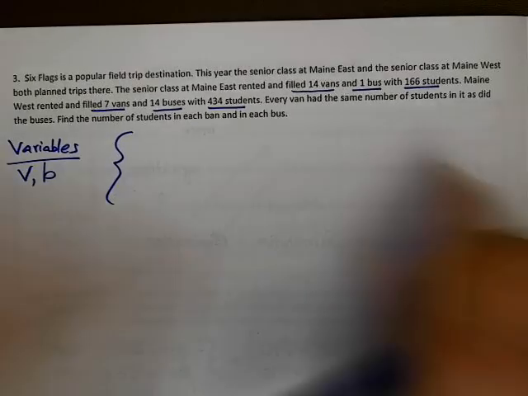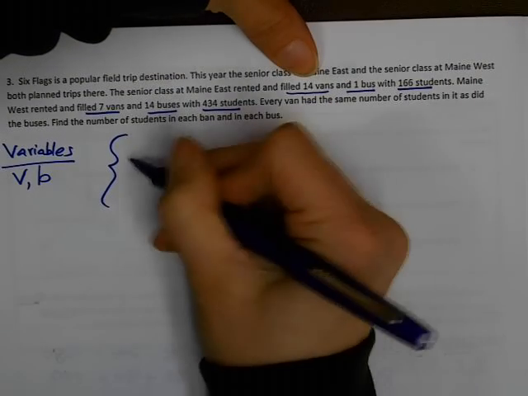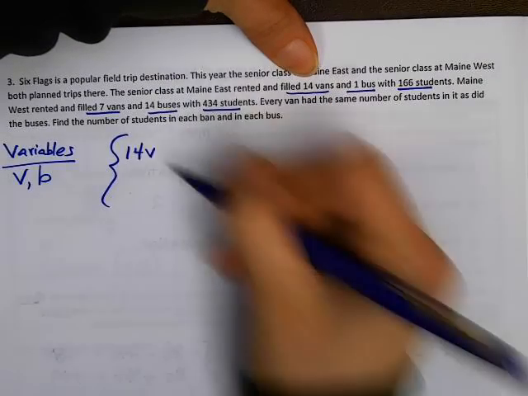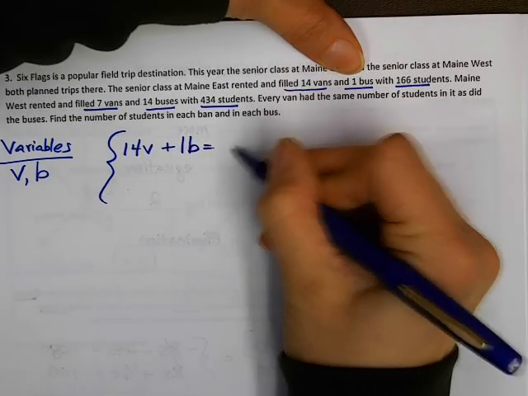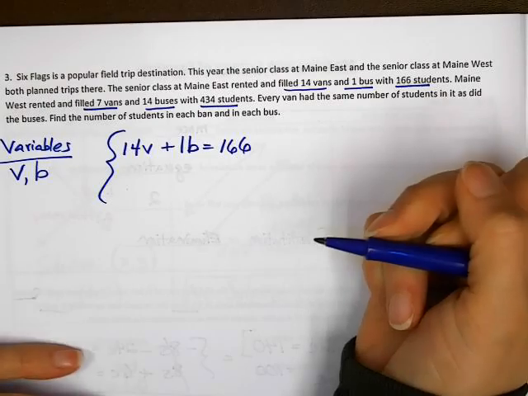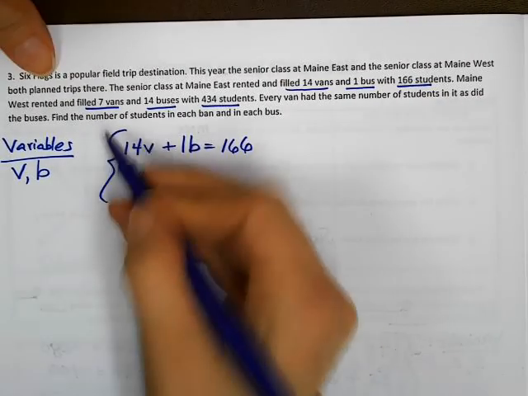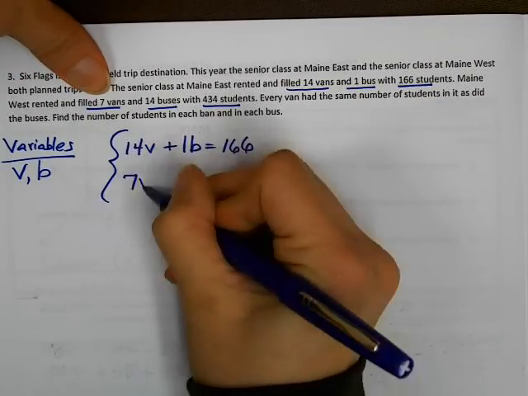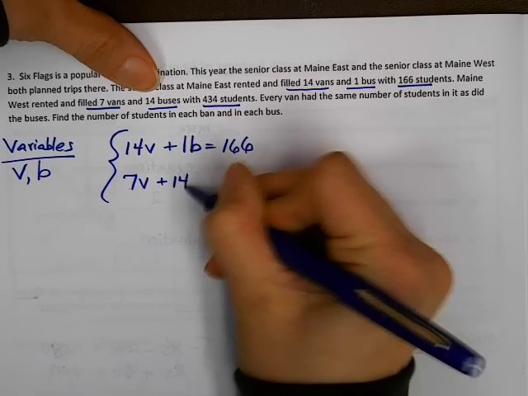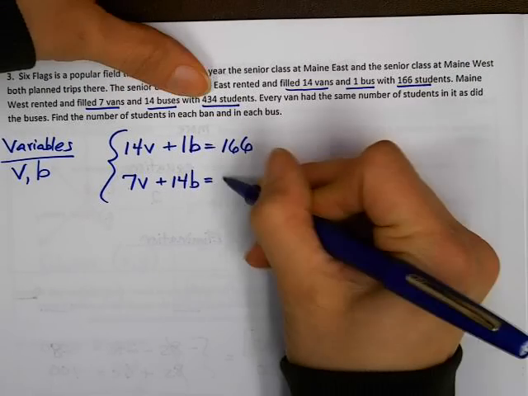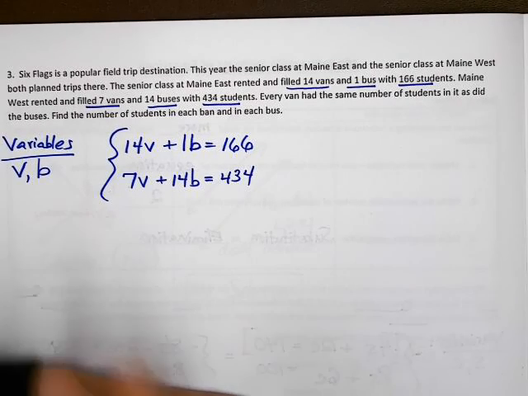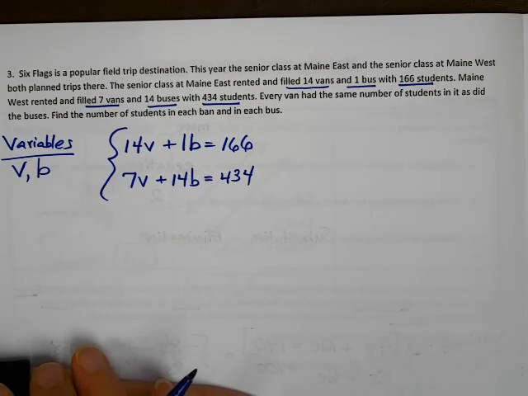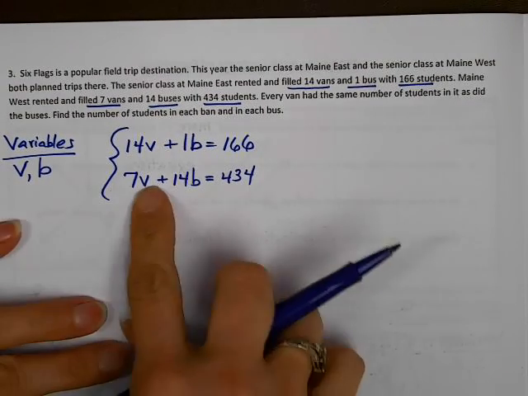They filled 14 vans, that's 14 V's, plus one bus, that's one B, and there's 166 students. Okay, now how about Maine West? They filled 7 vans and 14 buses, and they have, wow, 434 students. These numbers just came out nice. Find the number of students in a van and in a bus.